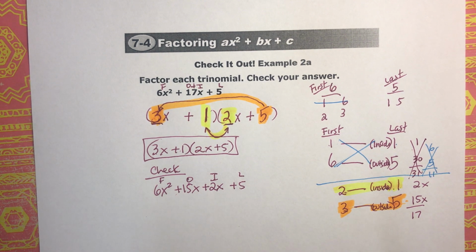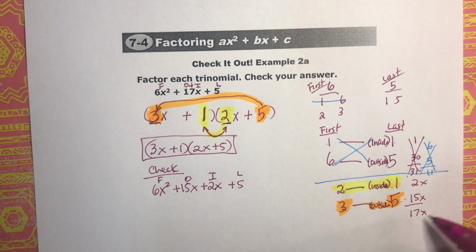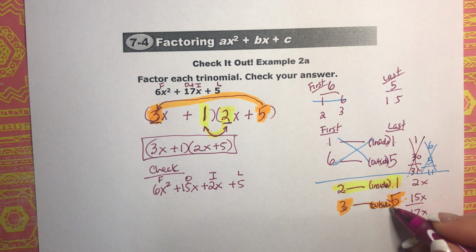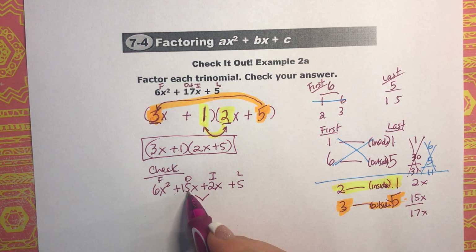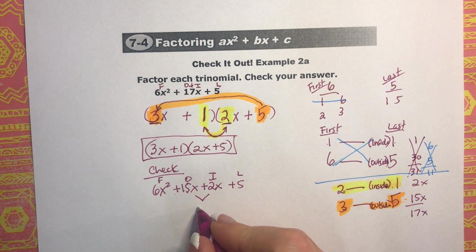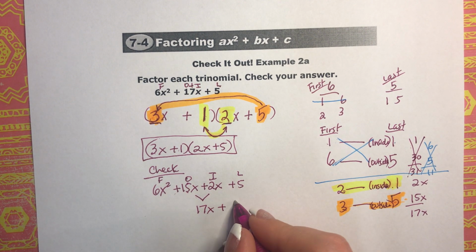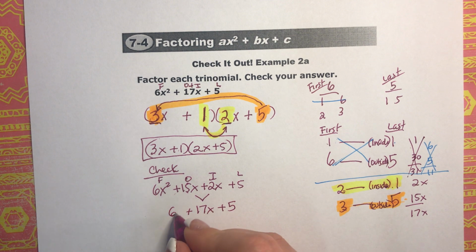And then see what happened? We went 2x plus 15x, and that's how we get 17x. We added the inside and the outside, and that's what we're doing here, right? It's the same thing. So 15x plus 2x is 17x, plus 5, plus 6x squared.